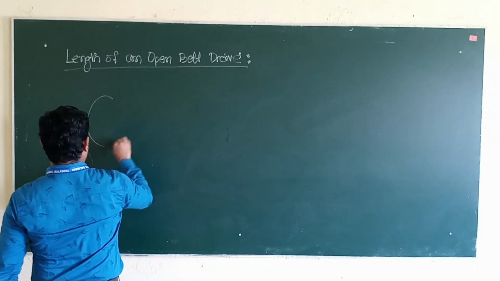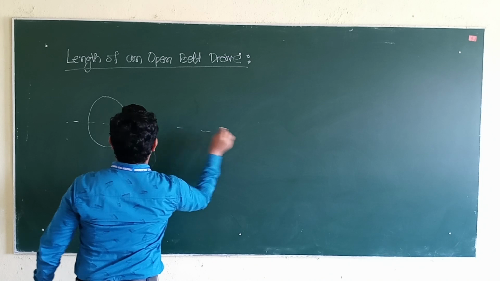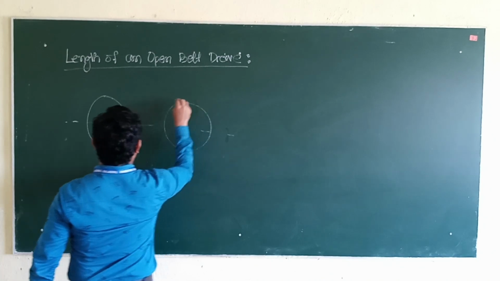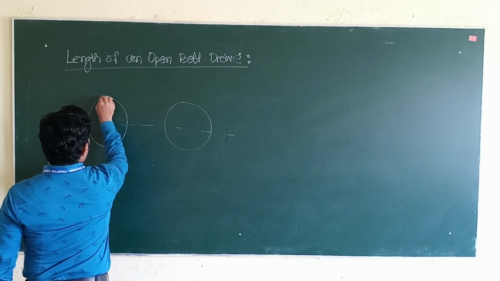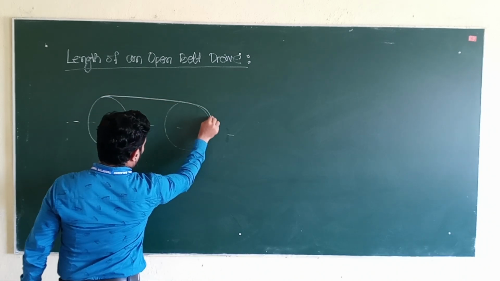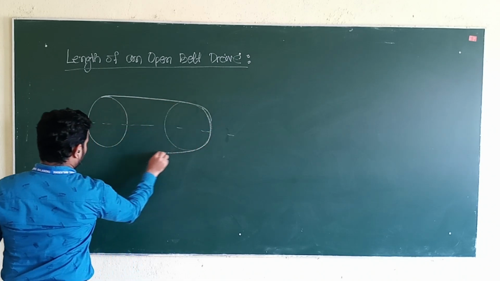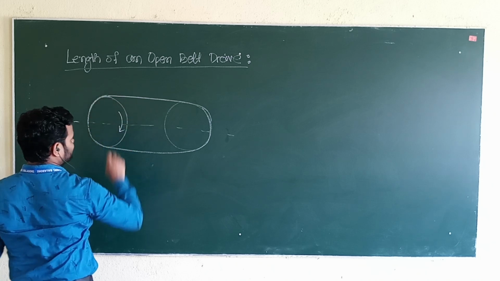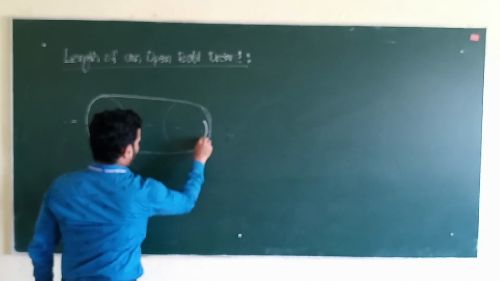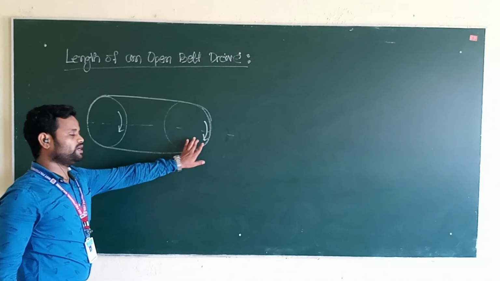In the case of open belt drives, you know that there are two pulleys. One is the larger pulley, and one is the smaller pulley. The two pulleys rotate in the same direction. That means if one rotates in the clockwise direction, then the other is also going to rotate in the clockwise direction.